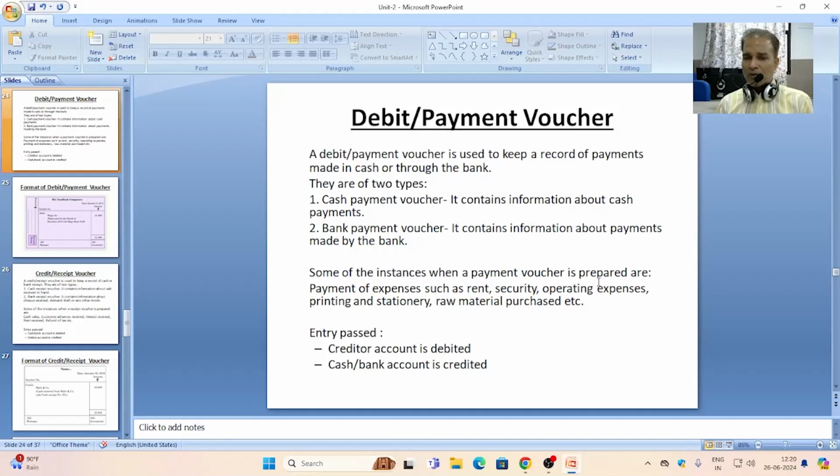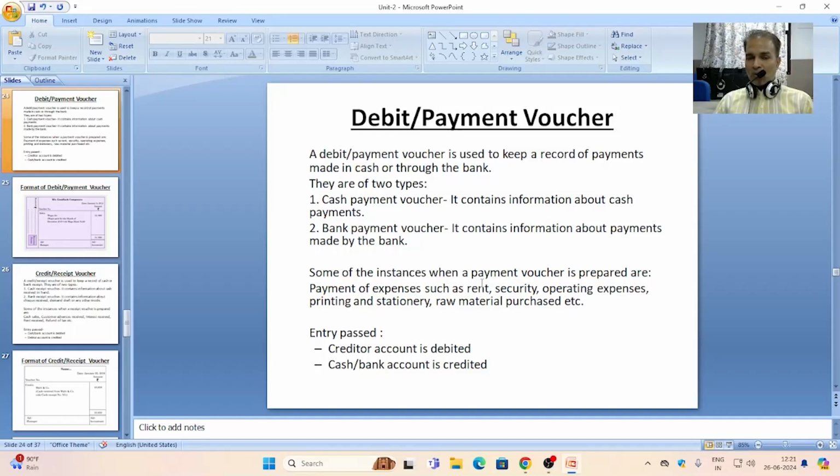In the event of payment of expenses, payment of rent, payment of security charges, operating expenses, payment of printing and stationery, payment made for raw material purchased, payment made for stamp expenses, payment made for stationery items purchased, these are the events when the debit or payment voucher will be prepared. For the preparation of debit or payment voucher, the accountant passes an entry like creditor account is debited and cash or bank account is credited.